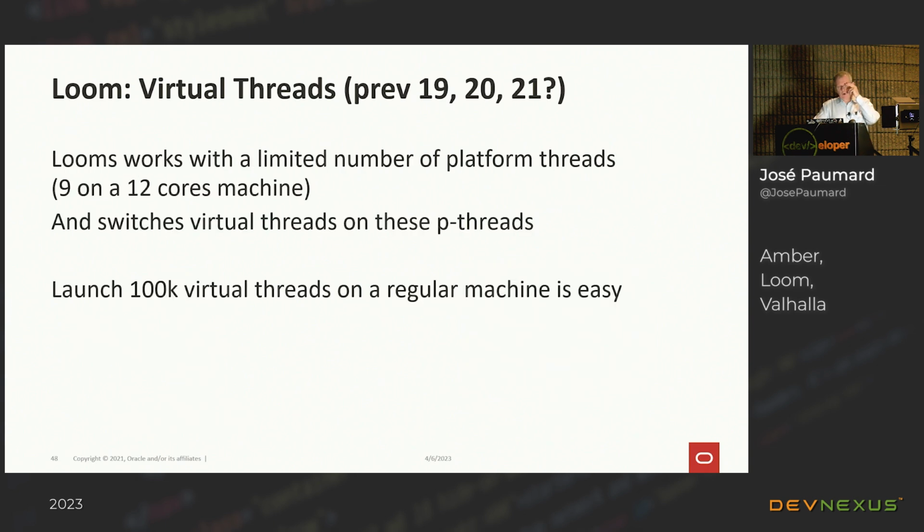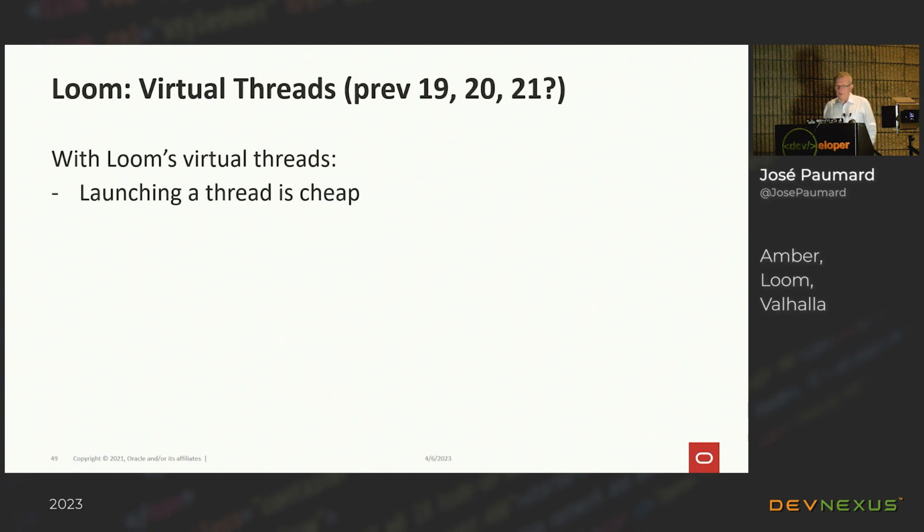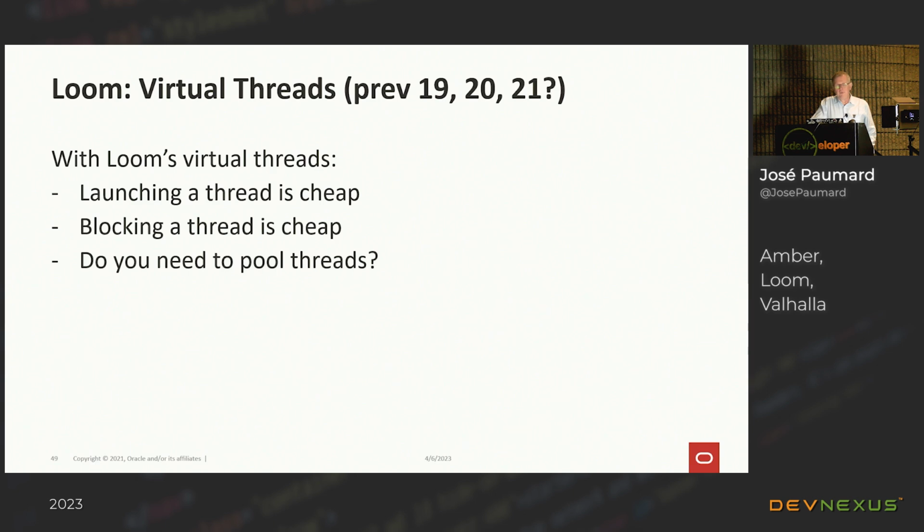Okay, so Loom works with a limited number of platform threads. It doesn't need many platform threads. On my machine, which is a 12-core machine, 9 platform threads is enough to run 1 million virtual threads. No problem with that, which means that it has become much cheaper to block your code and to do I/O. Launching a thread is cheap. Blocking a thread is cheap. Do you need to pool threads? Quick answer, no, you don't.